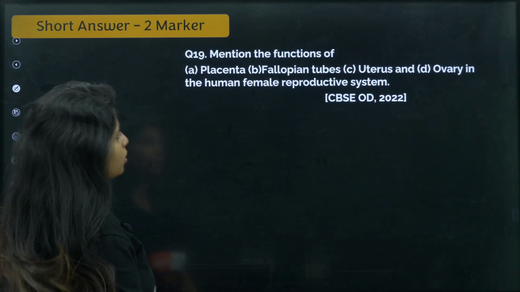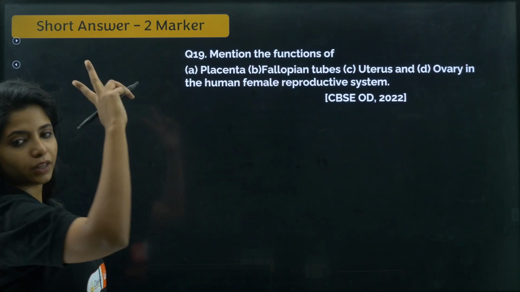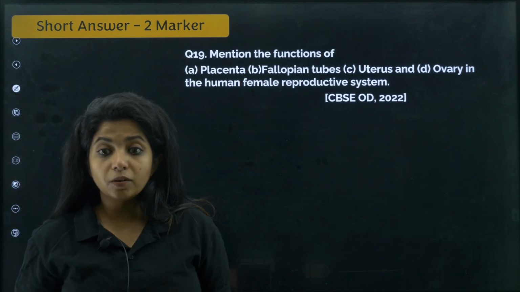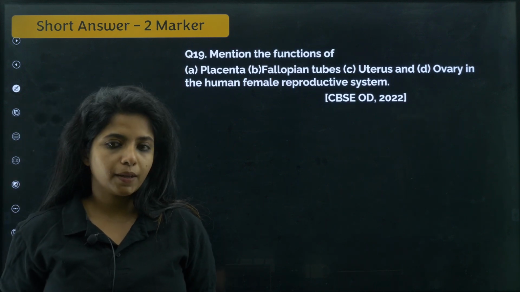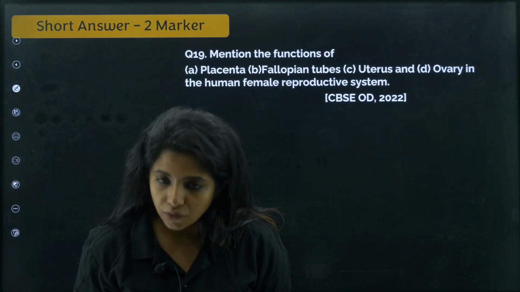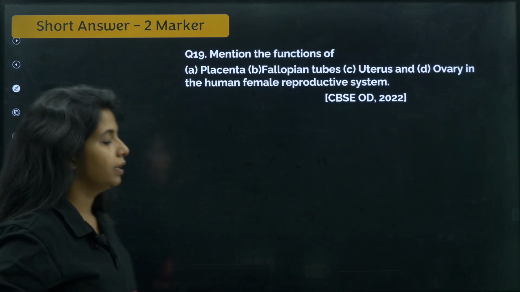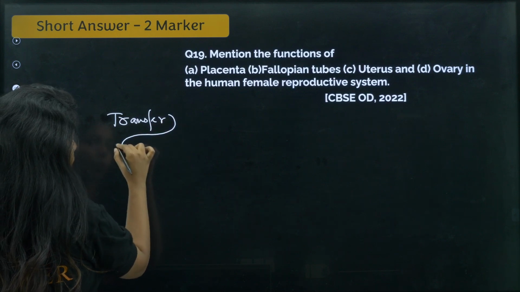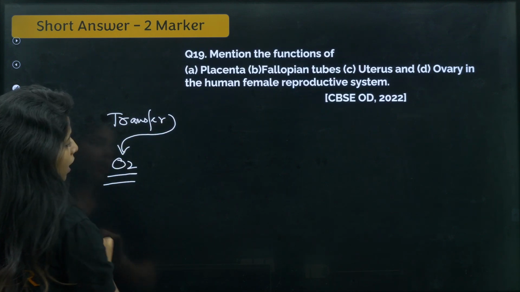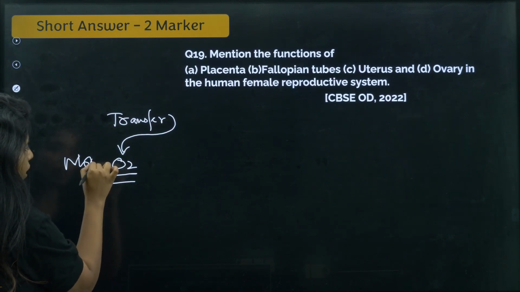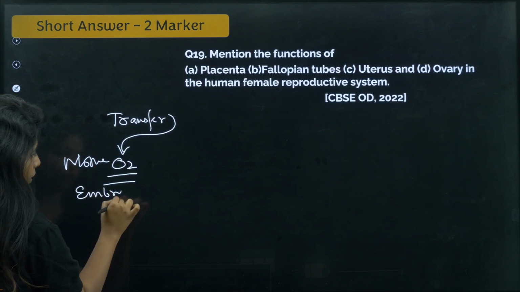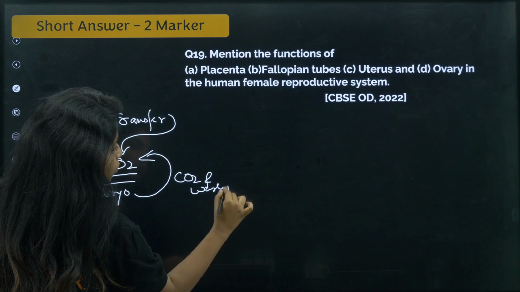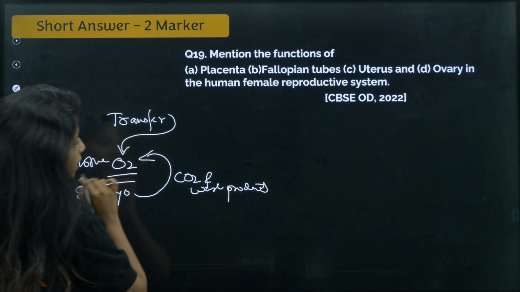Cool? Chalo. Now we have a 2-marker question. Mention the functions of placenta, fallopian tube, uterus and ovary in the human female reproductive system. What is the role of placenta? Placenta is formed so that there is transfer of all the important gases such as oxygen from the mother to the embryo. Now from the embryo to the mother, the CO2 and the waste products have to be transported out also. That is also done by the placenta itself.